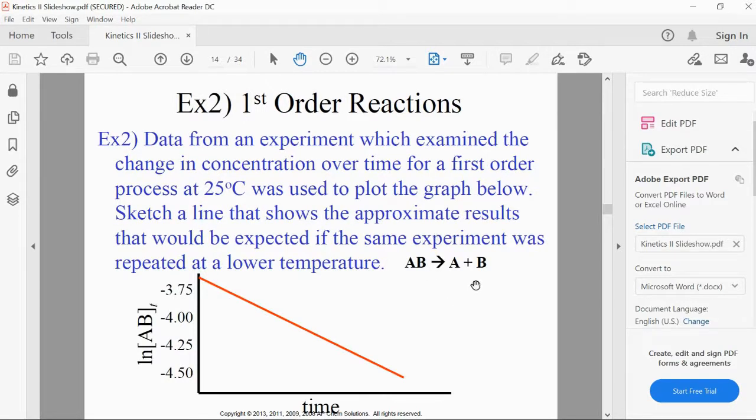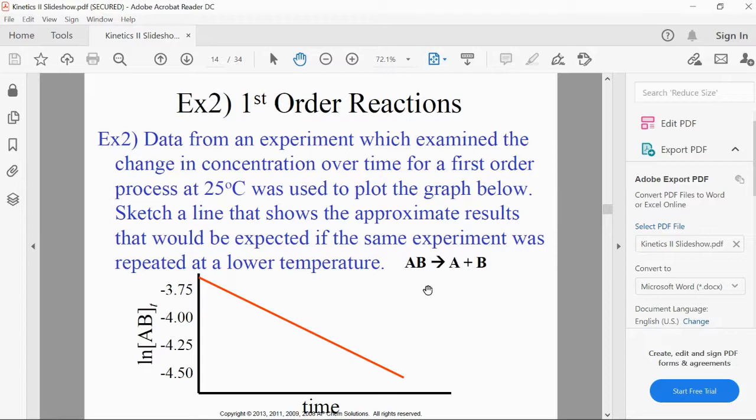So one other thing you might be asked to do is to interpret what would happen if we manipulate the temperature. And we haven't talked too much about temperature yet. That actually comes in the third lesson, the third set of notes for this unit. But think about what temperature measures. It measures kinetic energy. And as temperature increases, the kinetic energy goes up. As temperature decreases, the kinetic energy goes down.